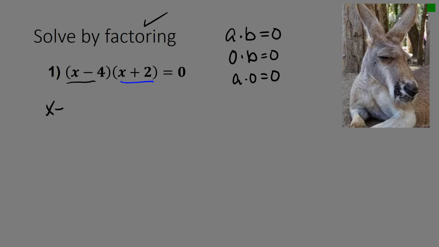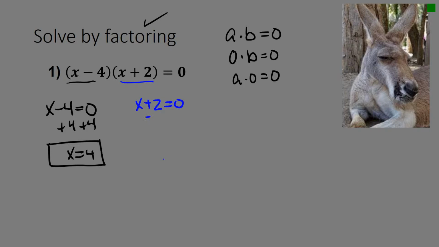So I'm going to take x minus 4, set it equal to 0. I'm going to solve. So x is 4. That's one of my solutions. The other is x plus 2 could be 0. Subtract 2, x would equal negative 2. Those are my two solutions.